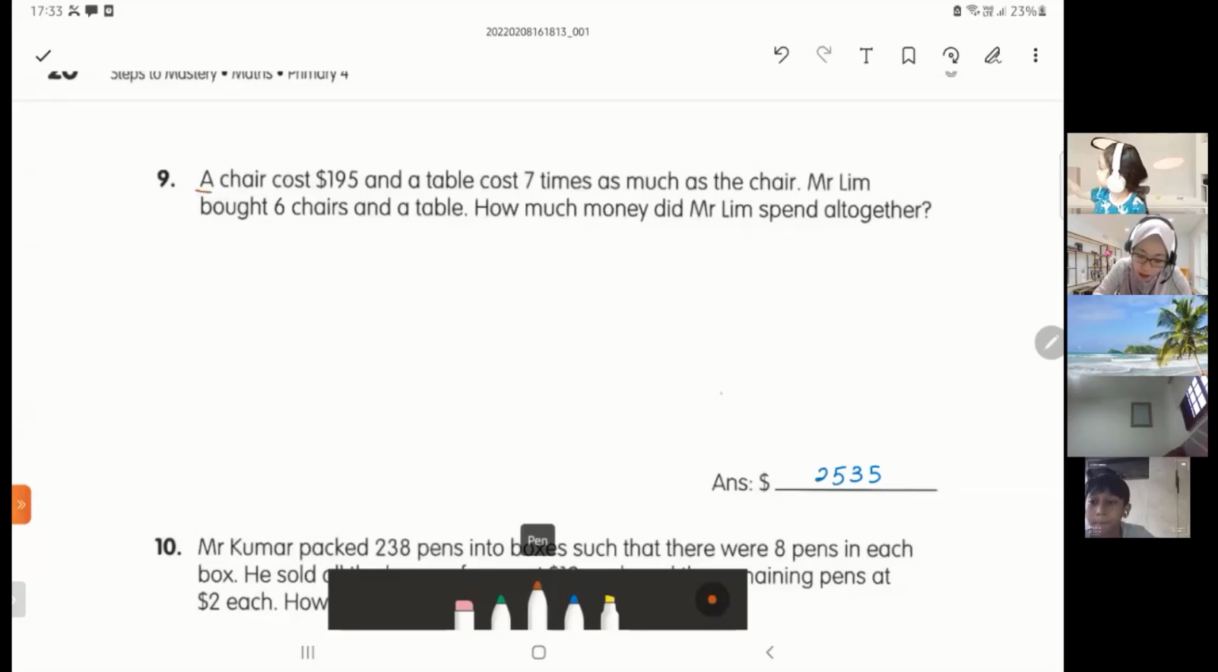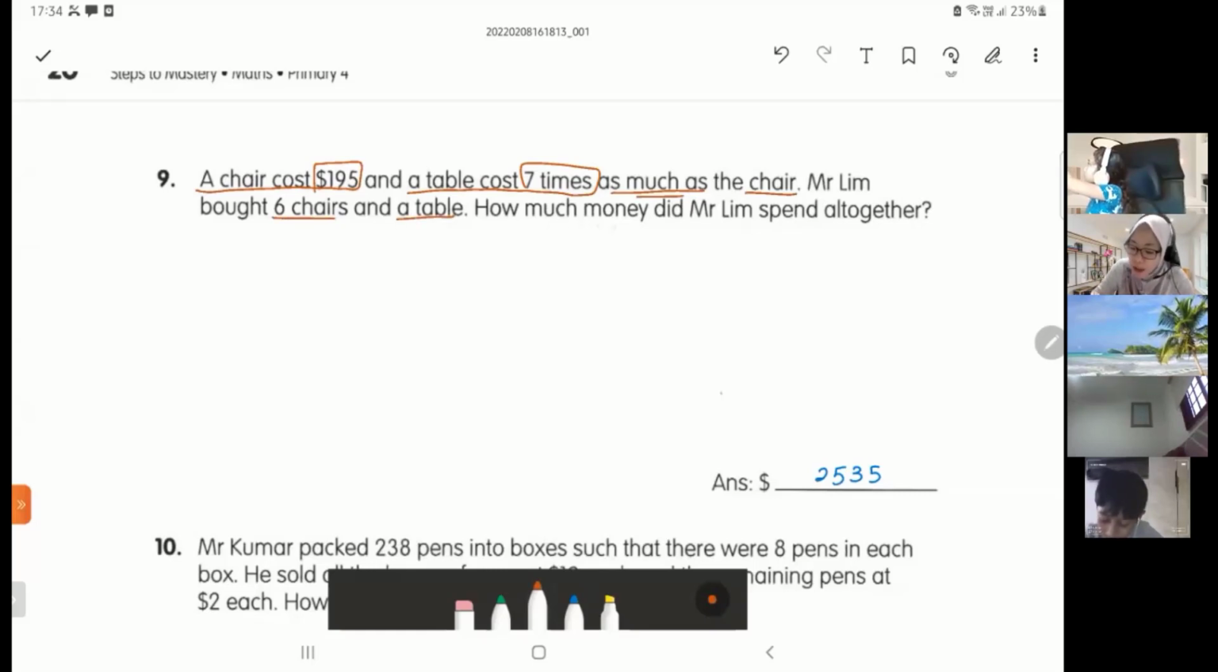A chair costs $195. A table costs 7 times as much as the chair. Mr. Lim bought 6 chairs and a table. How much money did Mr. Lim spend altogether? The classic stack model method. You listen and see how I do the stack model, okay?